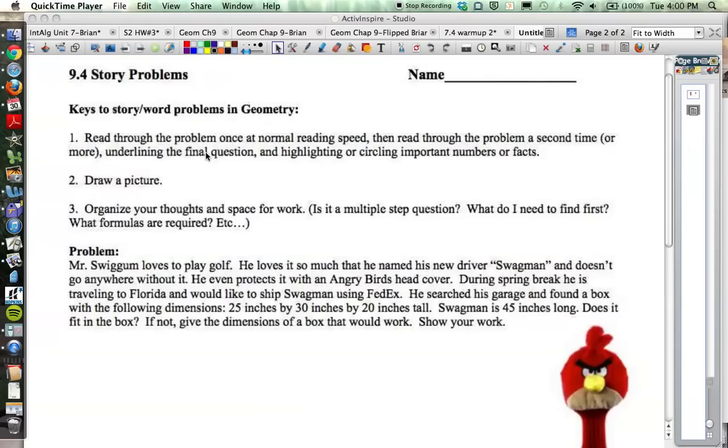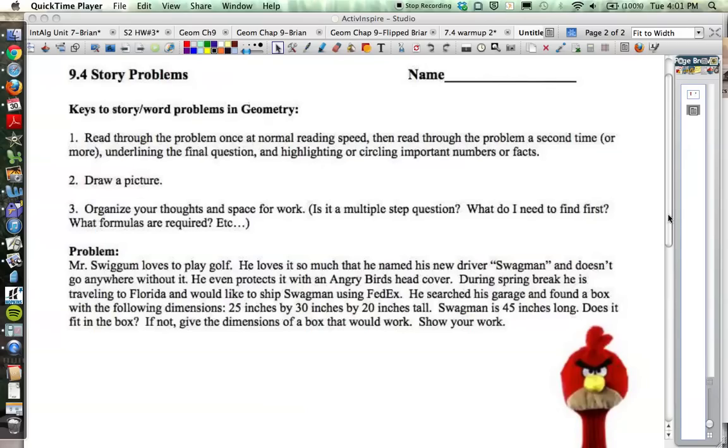Second thing is to draw a picture. Especially in geometry, we need to draw a picture. It helps us visualize what's going on. And third, organize your thoughts in space for work. Think about questions like, is it a multiple step question? What do I need to find first? What formulas are required? And other things that you might think about, but those are just a few ideas.